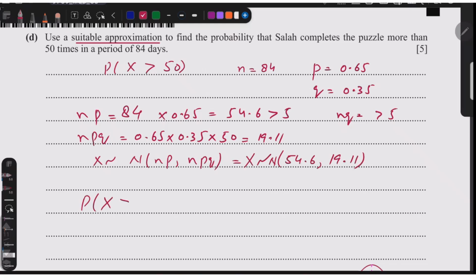X is greater than 50, so we apply a continuity correction while converting the X variable into standard normal. We need the number which is greater than 50, and when you apply the 0.5 correction, it is 50.5, which means the next number would be 51. That's what we required, minus the mean value 54.6, and we divide it with the standard deviation 19.11, and this is it.